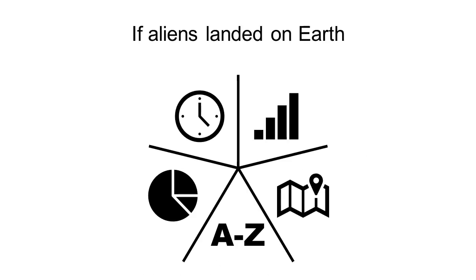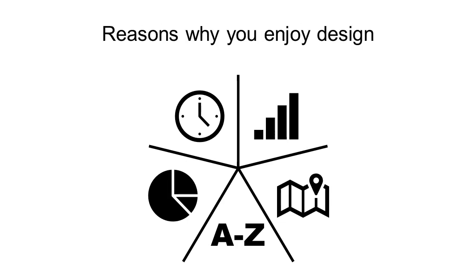Now that you're familiar with the 5 hat racks, let's consider some examples. Think about the organizational style you would use for sharing each of these ideas. If aliens landed on Earth, how would you organize them? How would you organize the reasons why you enjoy design?